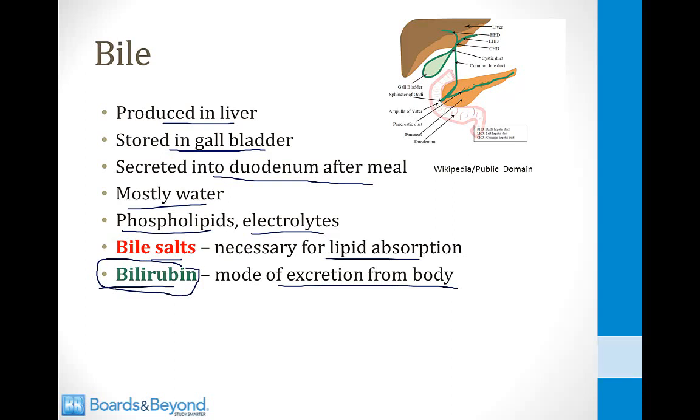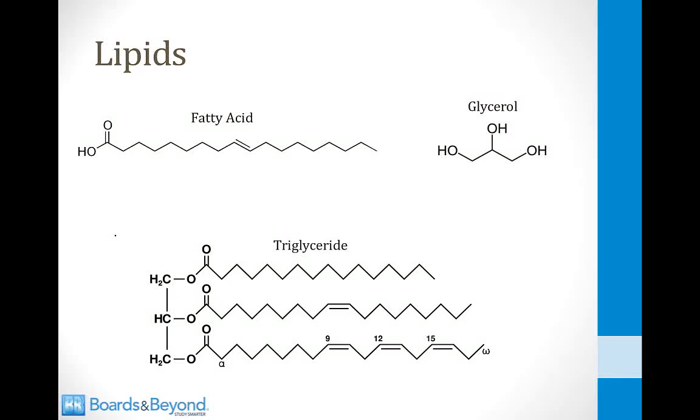In this module today, I'm going to focus on bile in general and the bile salts. So the reason we need bile salts in our bile is to help us absorb lipids. So let's talk a little bit about the type of lipids you consume when you eat foods.